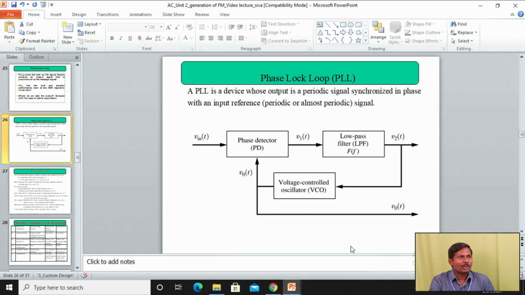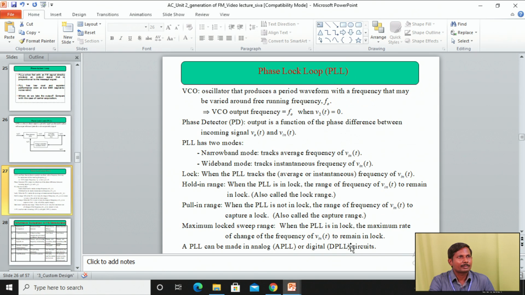Now look into the phase lock loop. The phase lock loop is a device whose output is a periodic signal synchronized in phase with an input reference. The phase lock loop consists of a phase detector, low pass filter and voltage controlled oscillator. The voltage controlled oscillator produces a periodic waveform with a frequency that may be varied around the free running frequency.